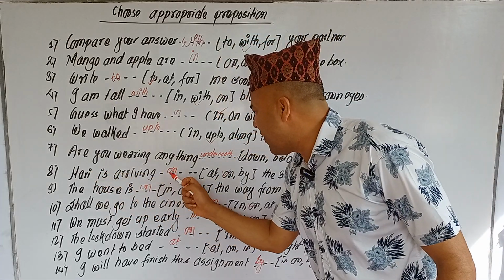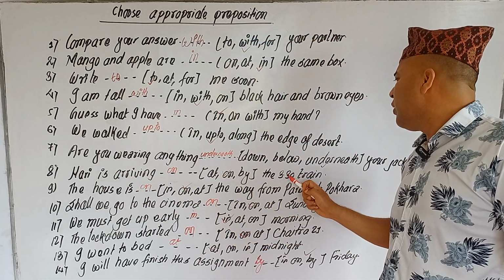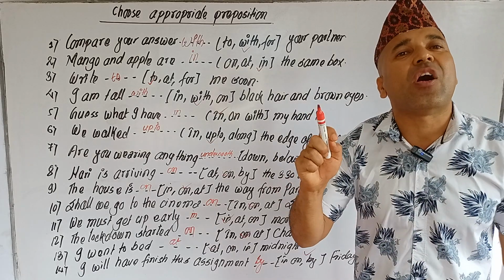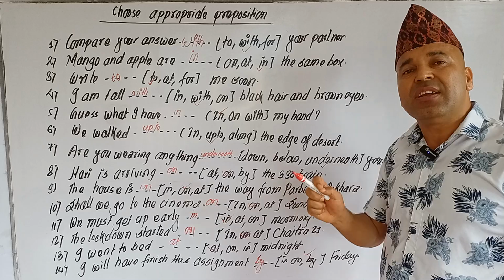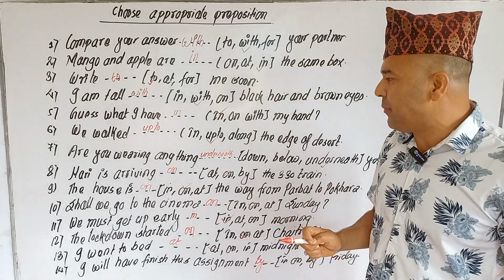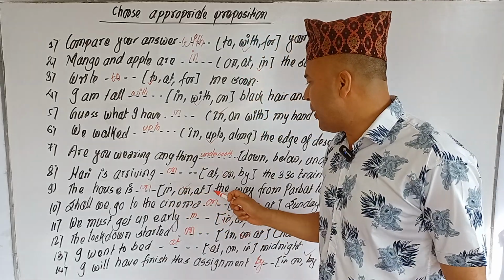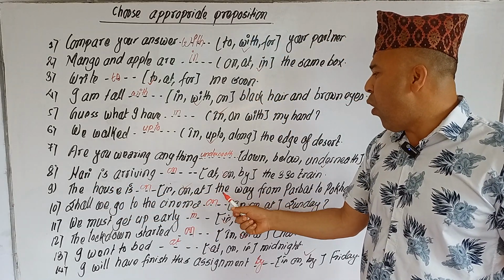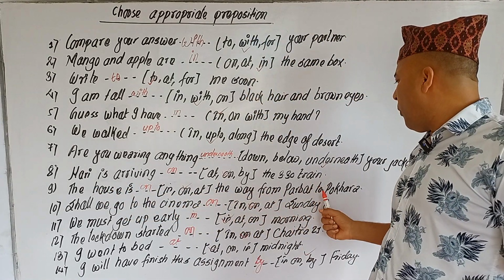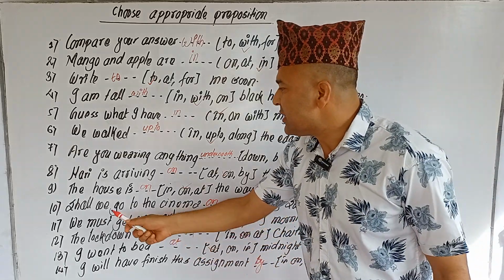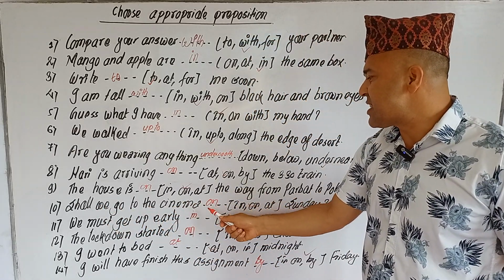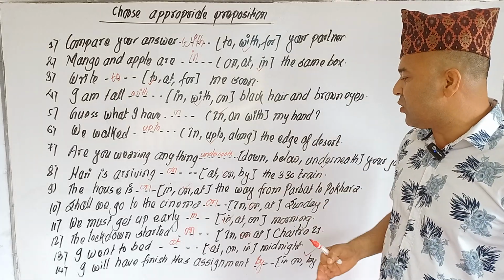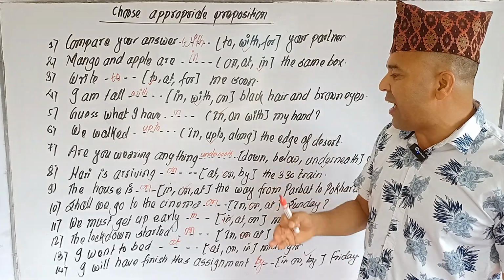Hurry is arriving on the 3:30 train. This is the point of time, not by train. It indicates the time. That's why we have to use on. The house is on the way from Parbat to Pokhara. Shall we go to the cinema on Sunday, on Monday, on Tuesday, on Saturday, in the morning, in the afternoon?